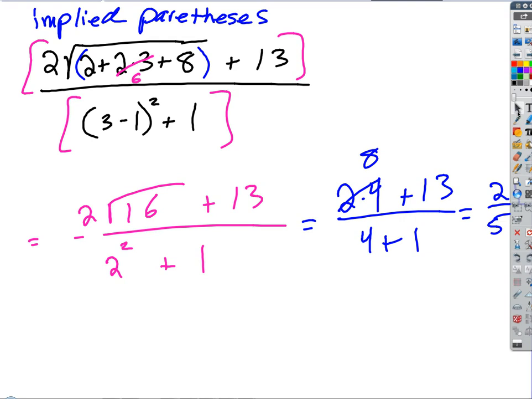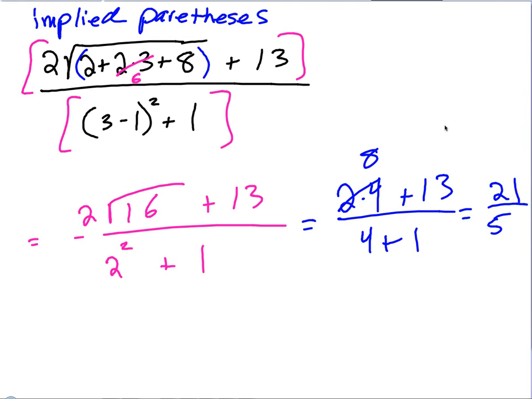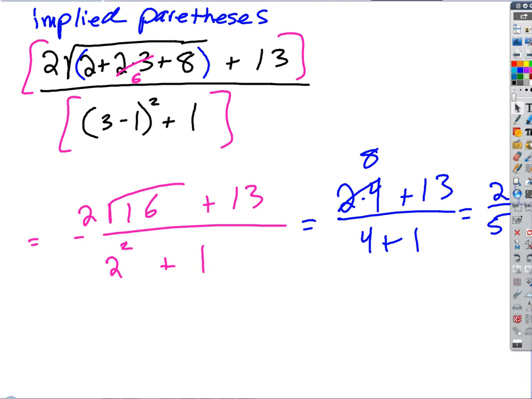Okay, can I simplify that fraction at all? Nope. That's my answer, isn't it? 21 fifths. Okay. Make sense? Got it? Okay, what happens if we add another wrinkle?